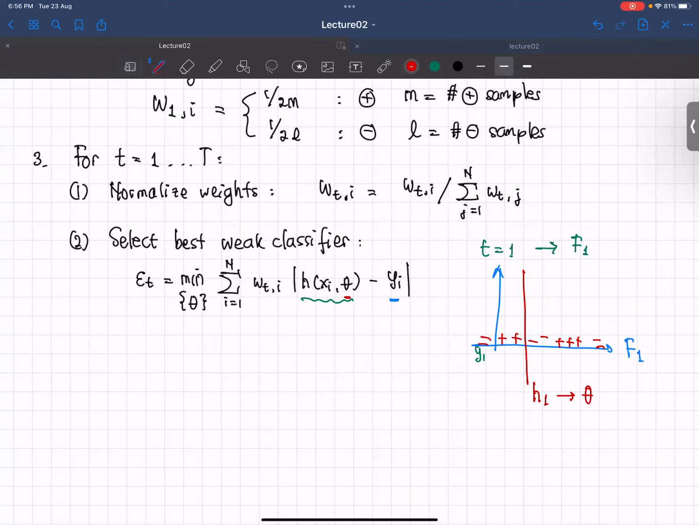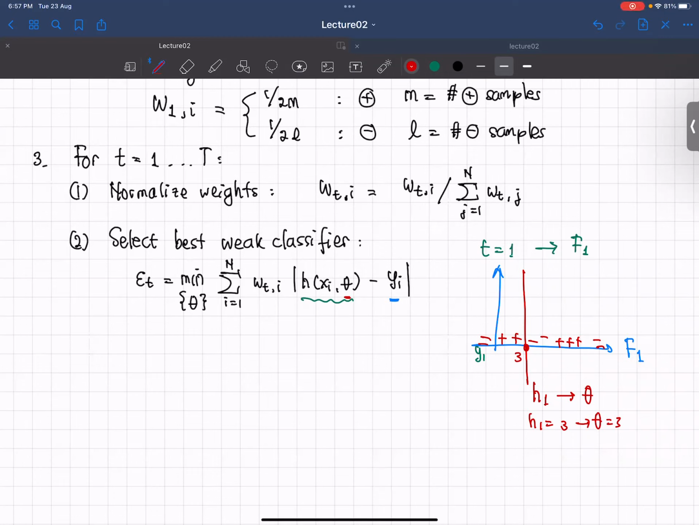So this H1 refers to theta, a certain parameter. It means that this line is, for example, H1 equals 3. In this case, the value on the x-axis is actually 3, and that is the value of theta, theta equals 3. So theta is the parameter of your line.